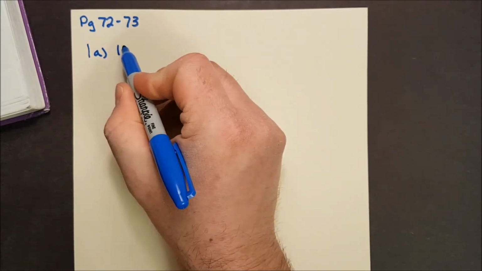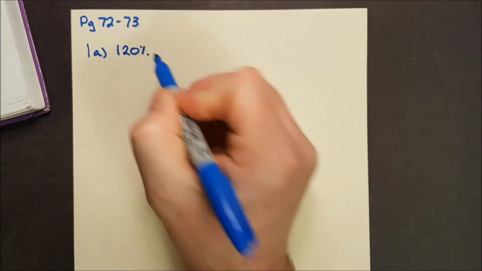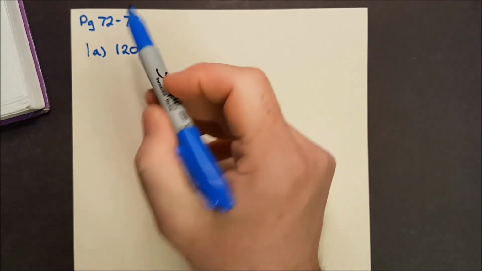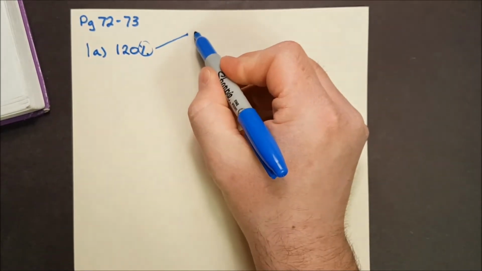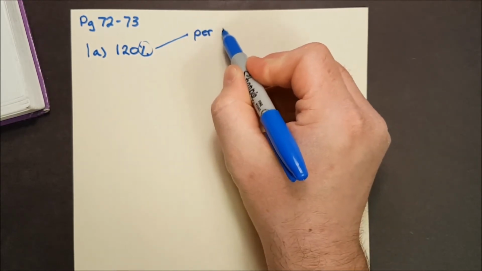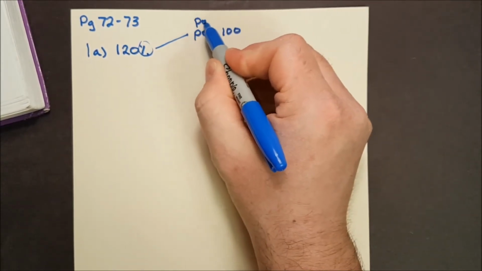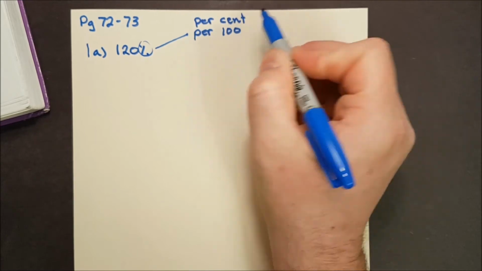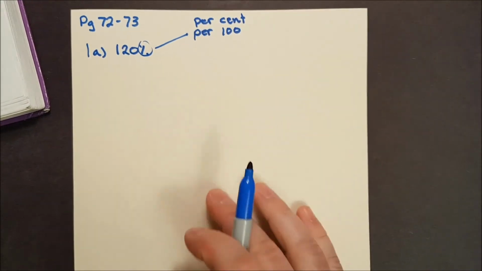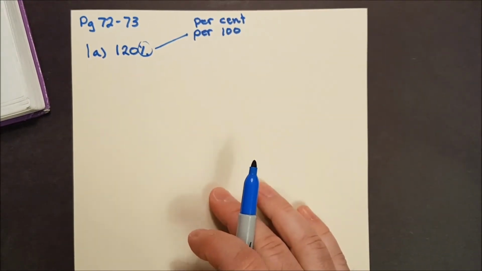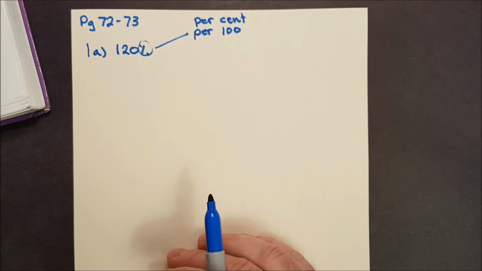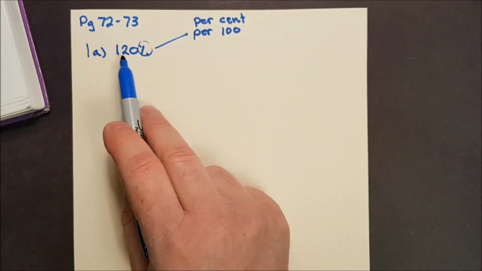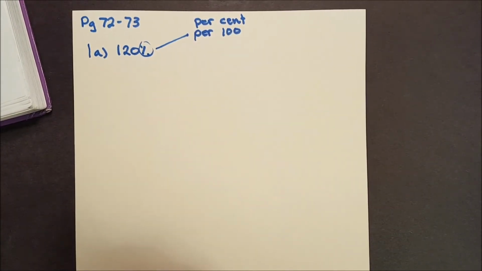1A says 120%. Okay. Well, first let's look at what percent actually means. This means per every 100. Percent, cent is Latin for 100. We know cents, it takes 100 cents to make a dollar. Centimeters, it takes 100 centimeters to make 1 meter. So this means 120 per every 100.